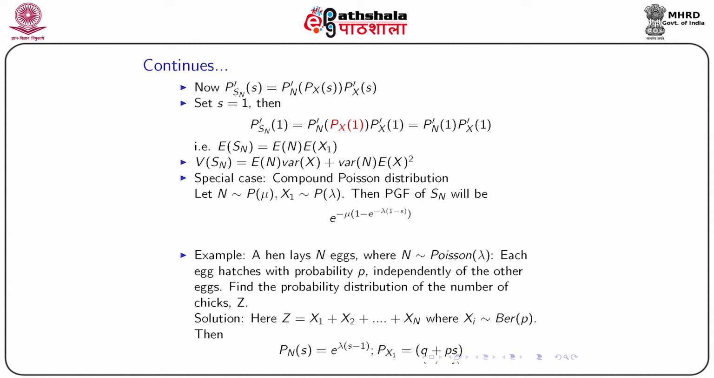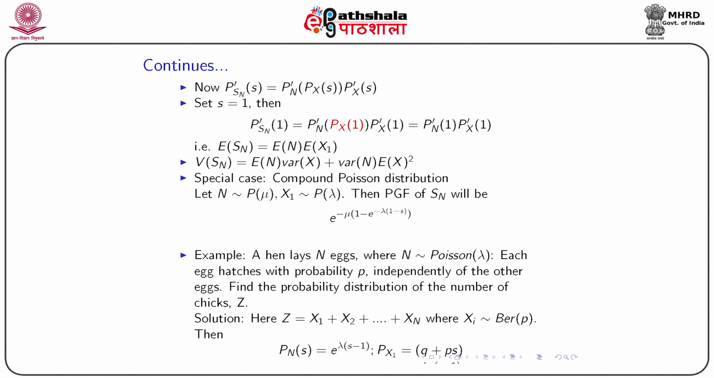So what will we have? P'_S_N(1). So if we put s equals 1, we have P'_N(P_X(1)) and P'_X(1), and we know that P_X(1) is 1, so it boils down to P'_N(1) and P'_X(1). So the expected value of S_N can be written as the expected value of N times the expected value of any of the random variables. So if we use these concepts, then we can find the variance also.